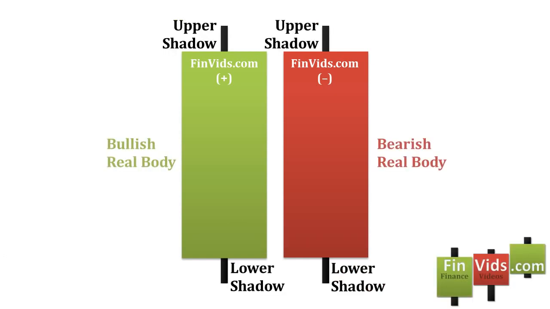The real body is the area between the open and the close. The upper shadow is the difference between the top of the real body and the high, and the lower shadow is the area between the low and the bottom of the real body.